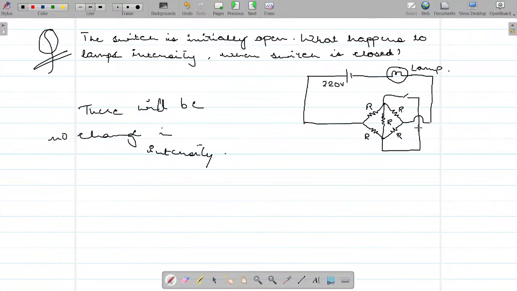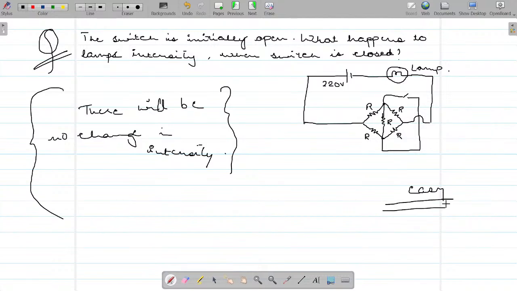Even when you close the loop, you will realize the network is balanced and the bridge is balanced, so there will be no current flowing again. So the condition prior to switching in and the condition after that remains unchanged, and so the intensity will also remain unchanged. Easy question.